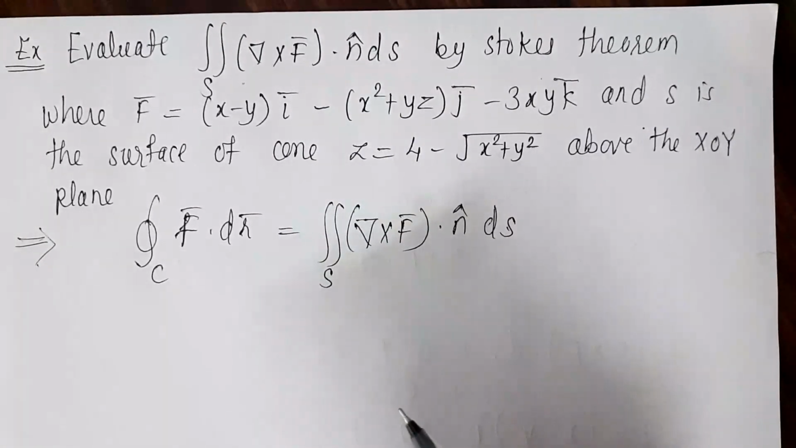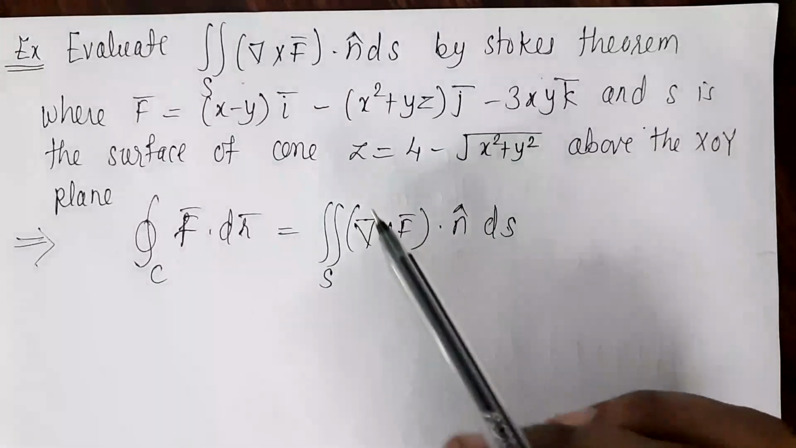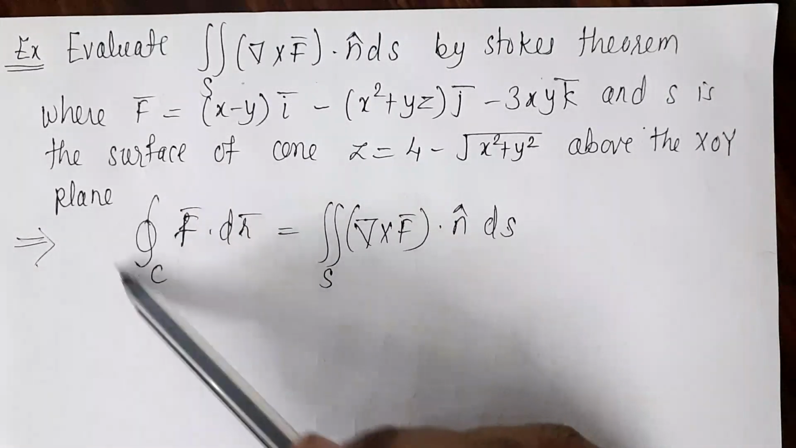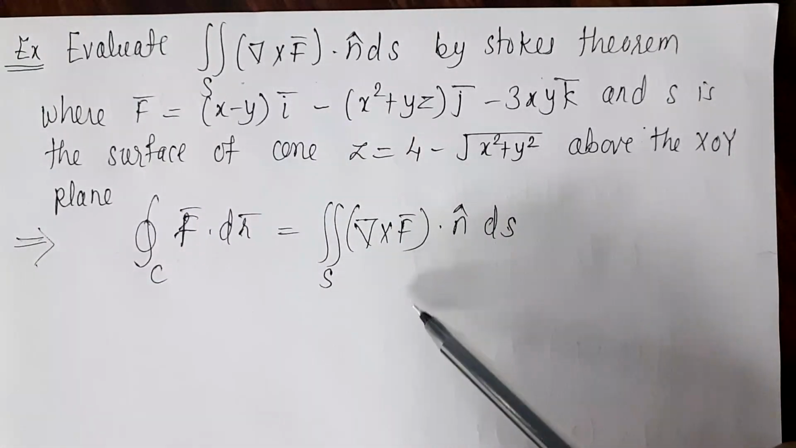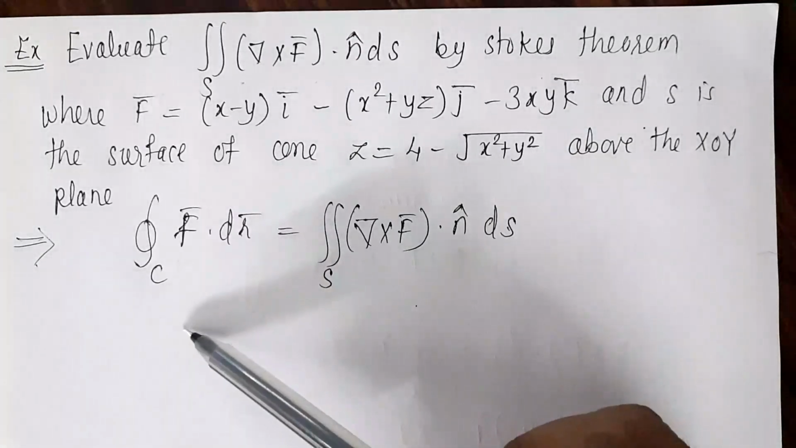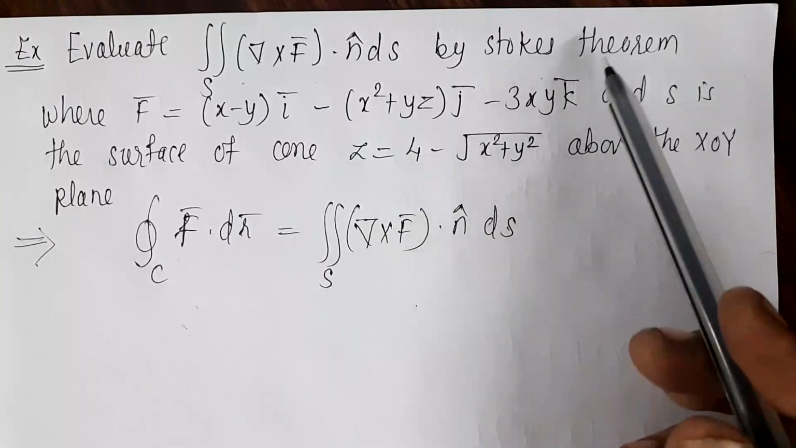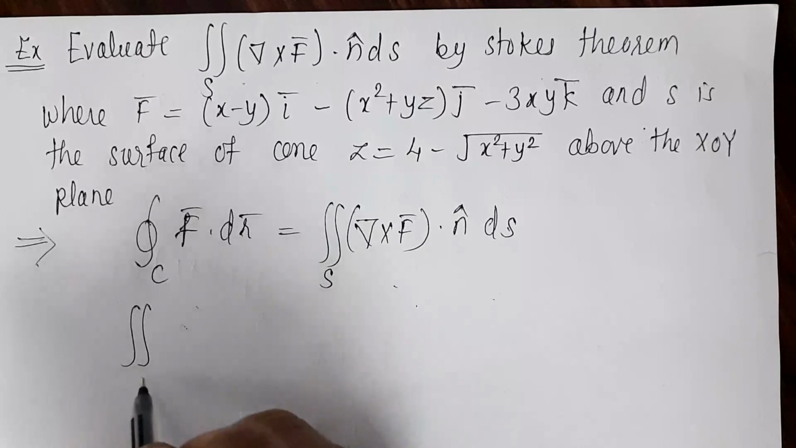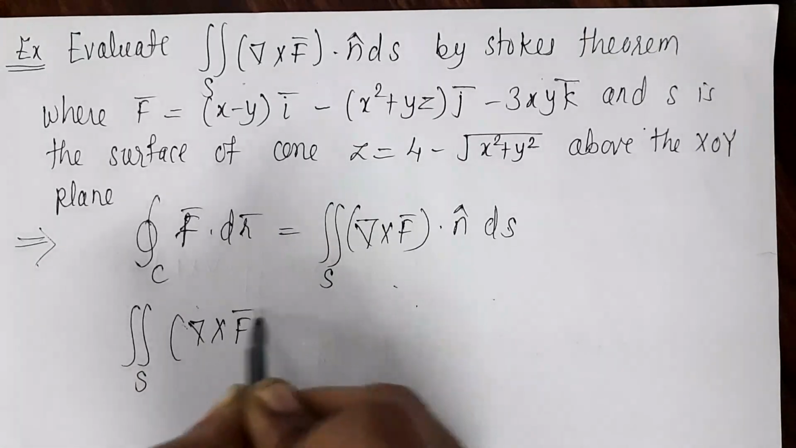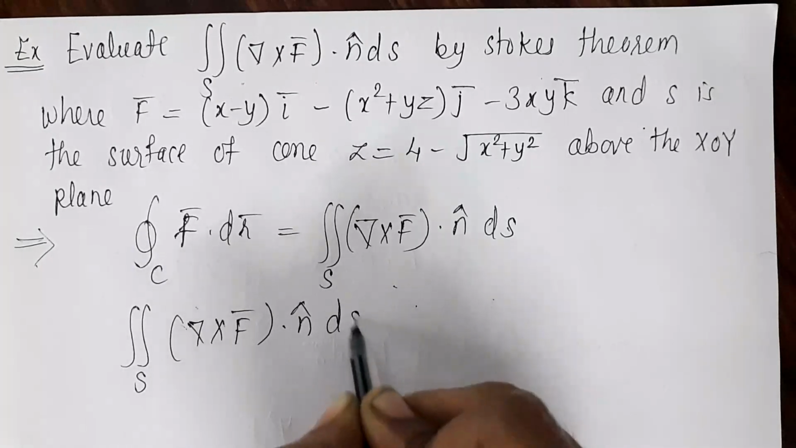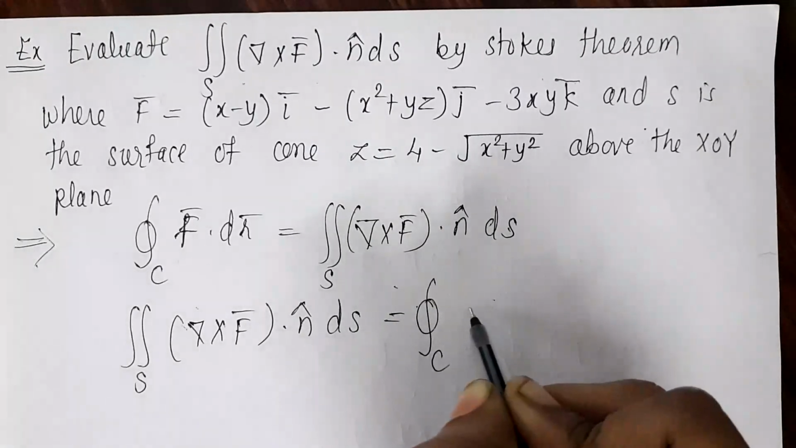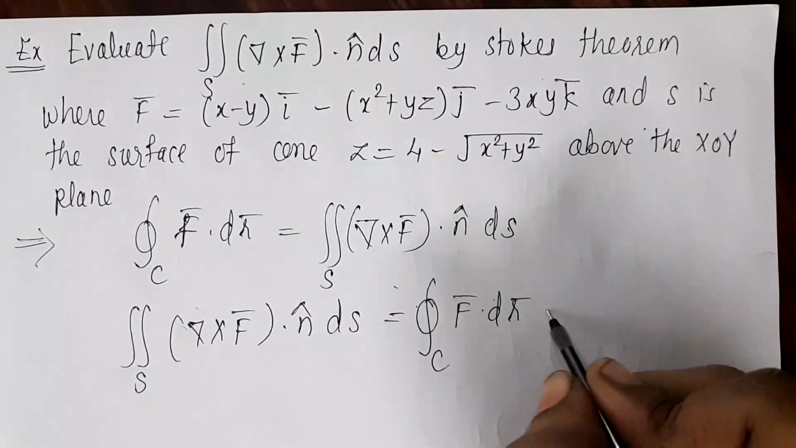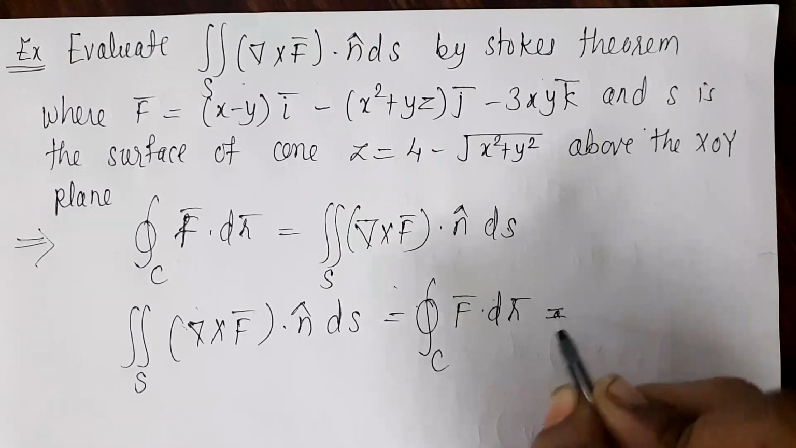Now f is given, and the question is given as evaluate double integral. So what do we want to evaluate here? We evaluate the single integral. If the question is evaluate double integral by Stokes theorem, then we evaluate the single integral. If the question is evaluate single integral by Stokes theorem, then we evaluate the double integral. So first we can write it as double integral over s del cross f dot n cap ds, which is equal to integral over c f dot dr. Now what do we want? F dot dr.